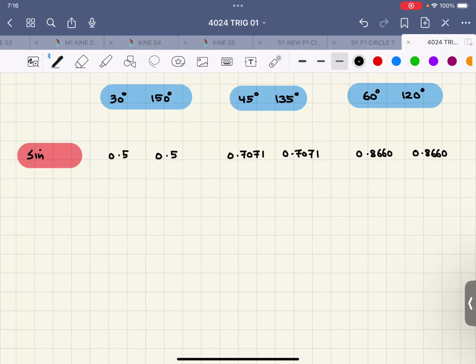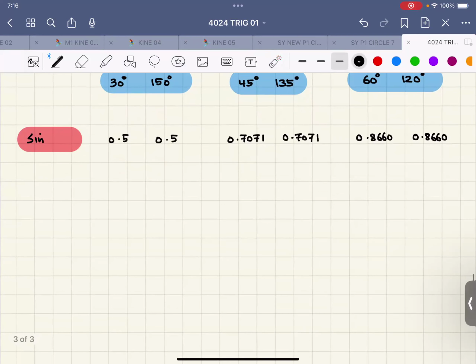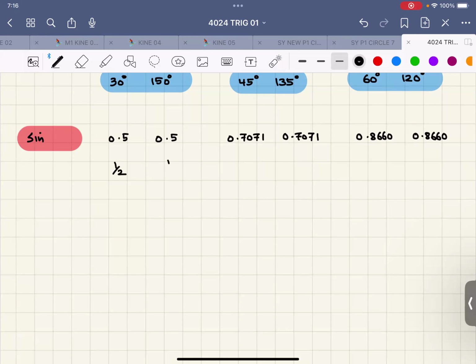Now, there is something special about these angles. The first thing, they add up to 180 degrees. That is why the values are exactly the same. Sine of 30 and sine of 150 are exactly the same. You can double check, and if your calculator is giving the answer in fractions, that would be 1 over 2, this would be 1 over 2, this is root 2 over 2 in the rationalized form, and this would be root 3 over 2, this would be root 3 over 2.